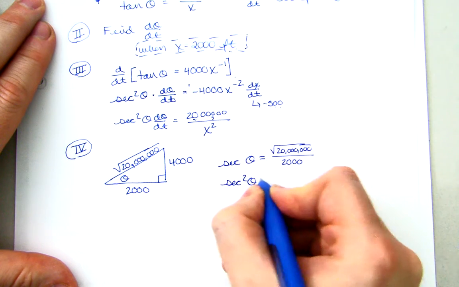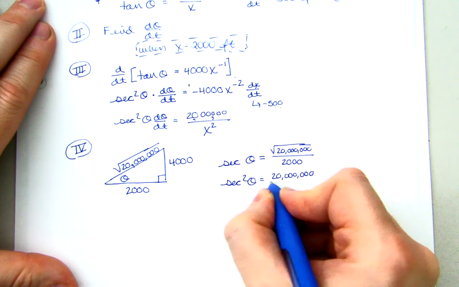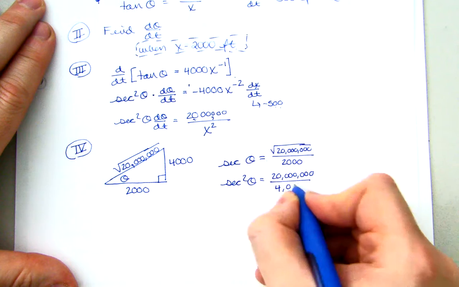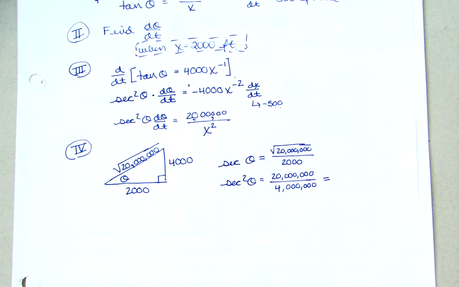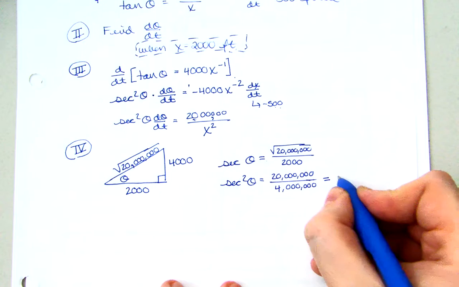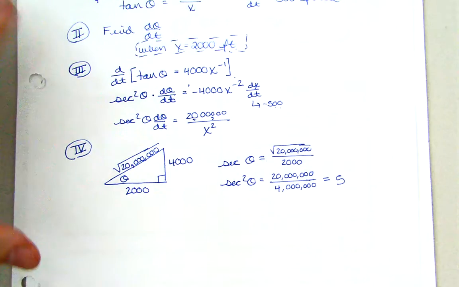My secant squared of theta is 20 million over 4 million. What is secant squared of theta? That's more reasonable. You're never actually going to have to find your theta. We're going to just have to find a trig function of our theta for our specific instance, and then I can plug things in. So, now I think I have everything I need.